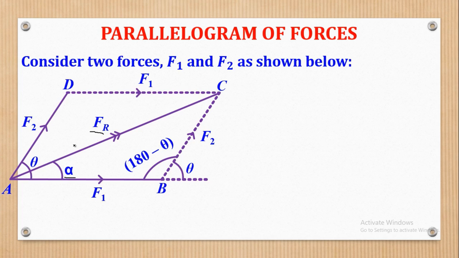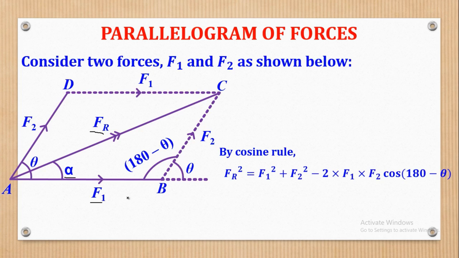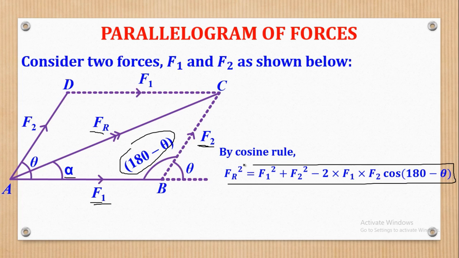To find FR, we shall use the cosine rule for triangle ABC. By the cosine rule, FR squared will be equal to F1 squared plus F2 squared minus 2 times F1 times F2 cos(180 minus theta), which is this. With this cosine rule, we can generate the magnitude of the resultant, which is FR.